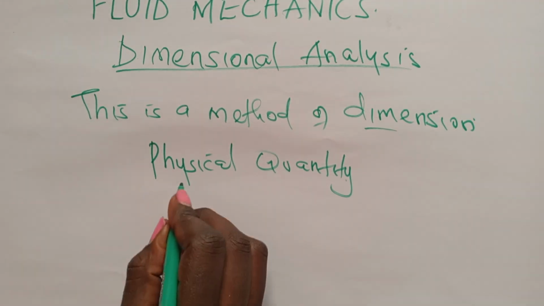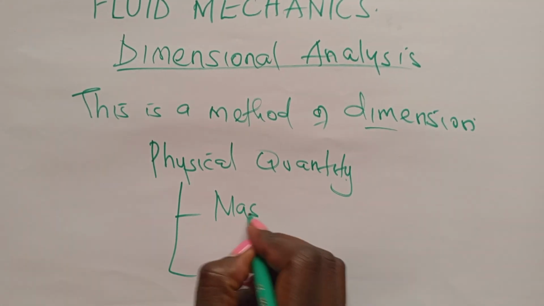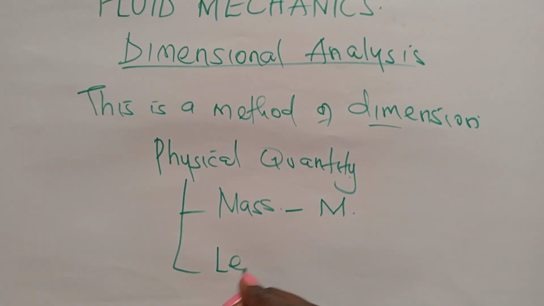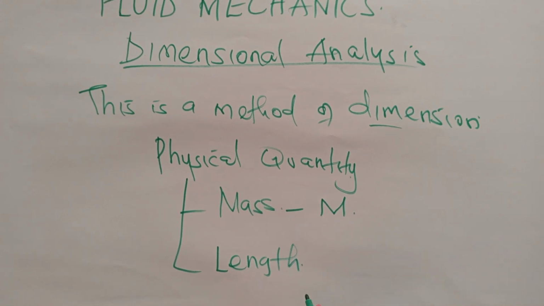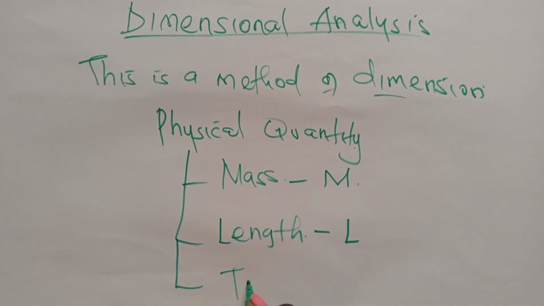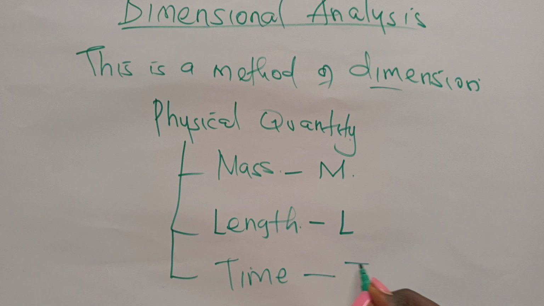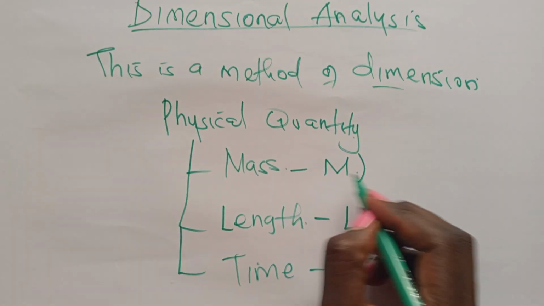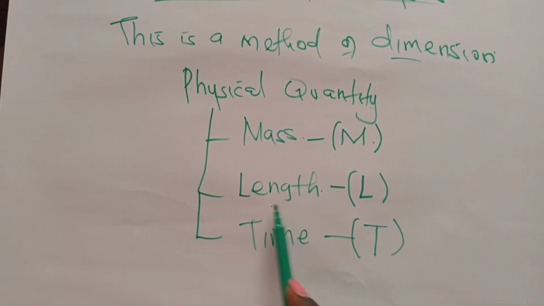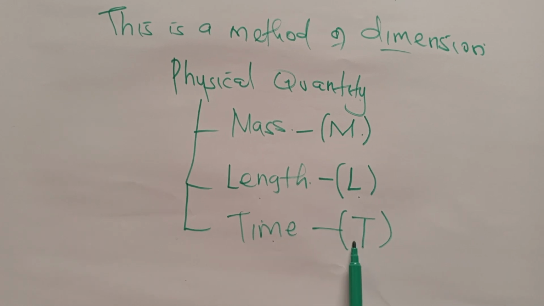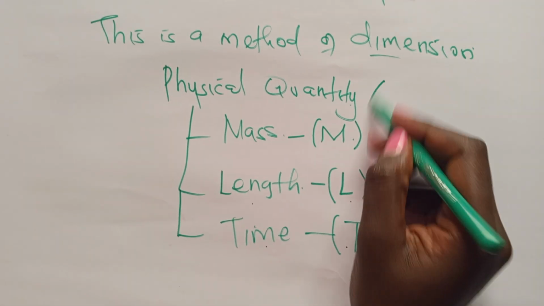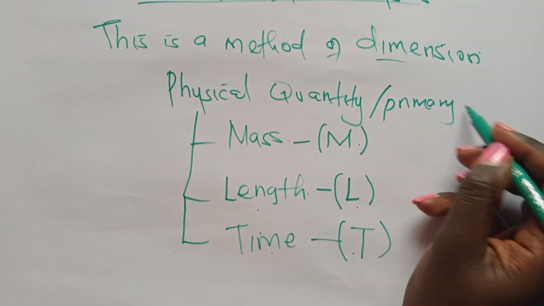And on physical quantities, we have the mass, which is denoted capital M. We have the length, which is denoted L, and time, denoted capital T. So realize all these, I'm placing them in capitals. Mass for the M, length L, and time T. So all these are physical quantities, or you can refer to them as primary quantities.